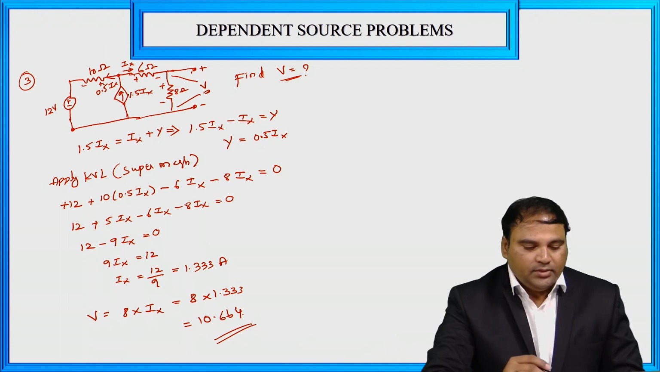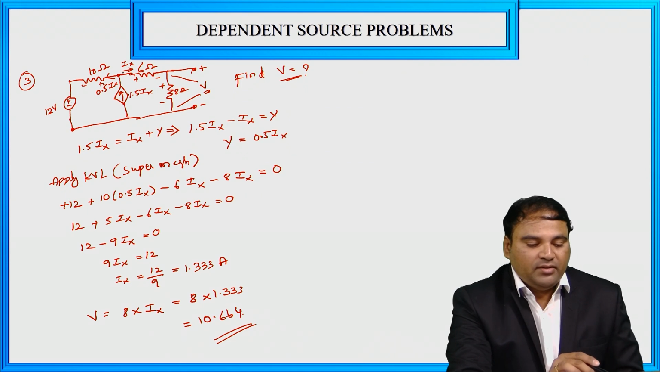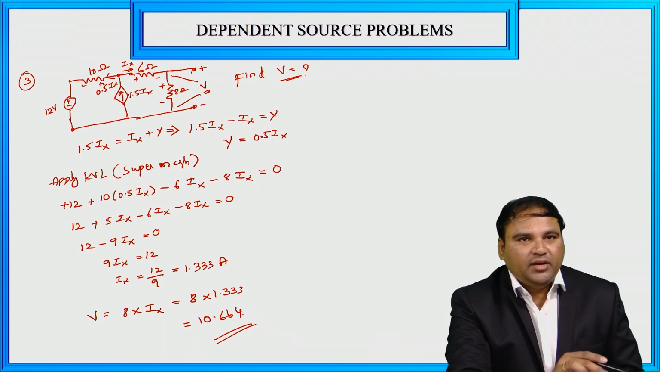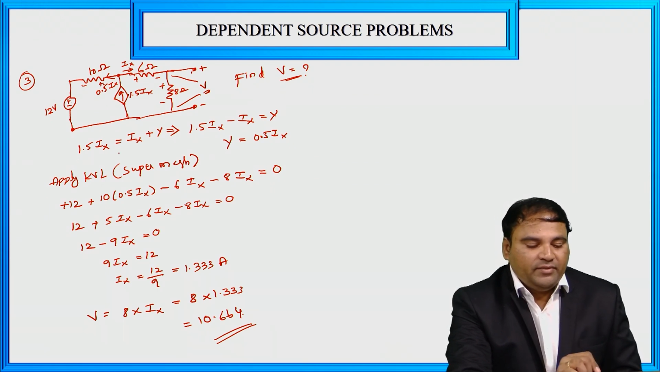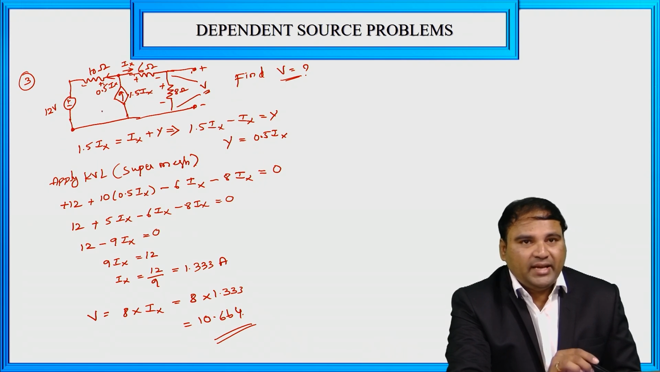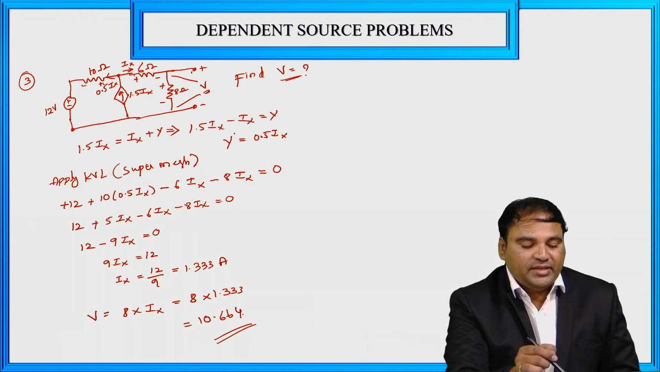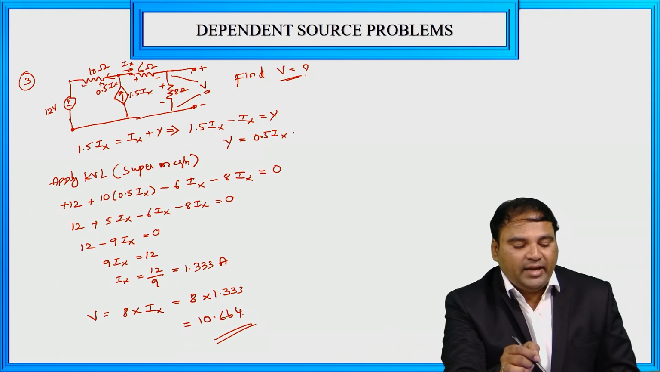Okay, so you can see here, first of all we need to apply KCL at this node point. So we'll get incoming current is equal to the outgoing currents. So incoming current is 1.5 Ix, outgoing currents are 0.5 Ix and Ix, right? So here we calculated current through 10 ohm, that I am taking as Y, where Y is equal to 0.5 Ix.